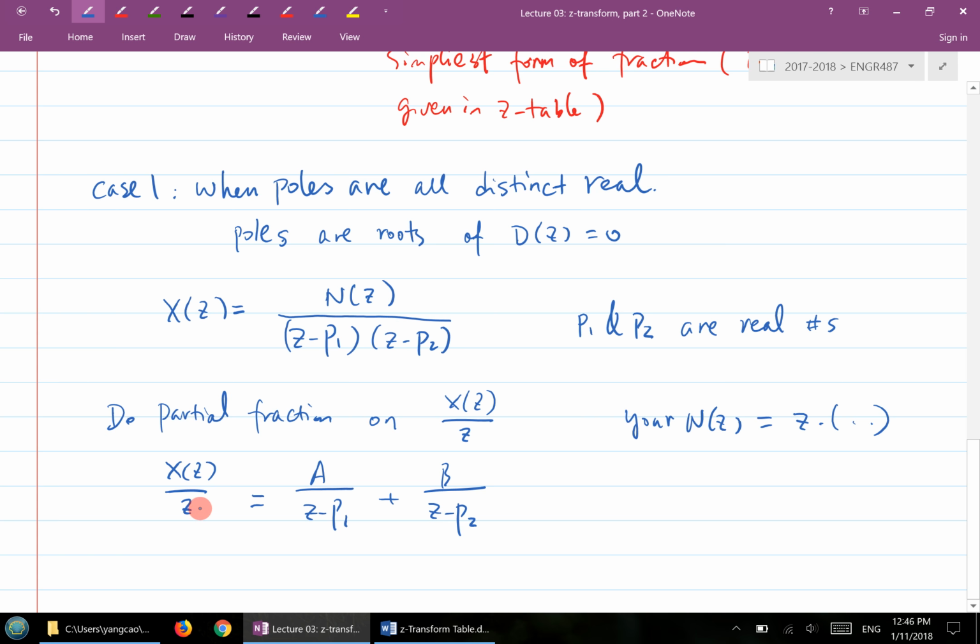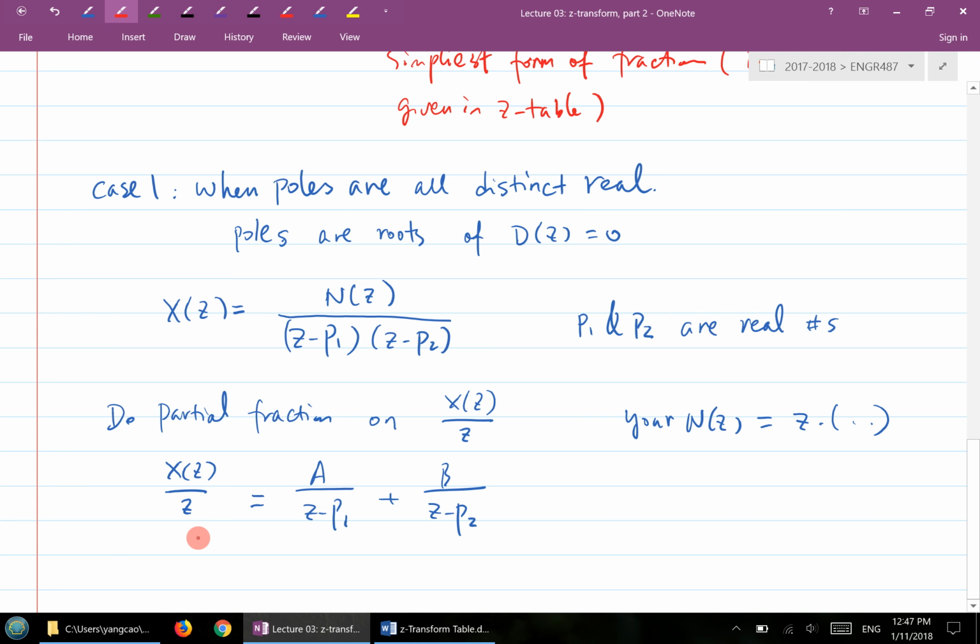Now there's one scenario. Maybe your N of z is just 1. Could be. If you divide both sides by z, then you end up with an extra z in the denominator. But in that case, you would just add a C over z as a typical term here. But that's the point: you do your partial fraction on X of z over z.